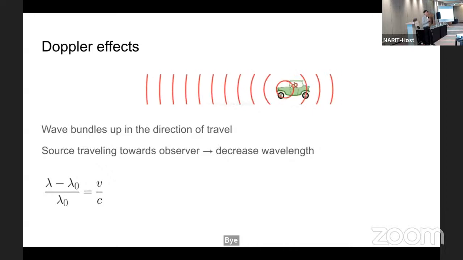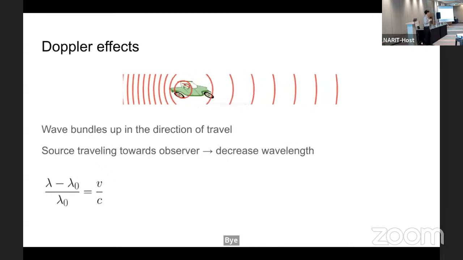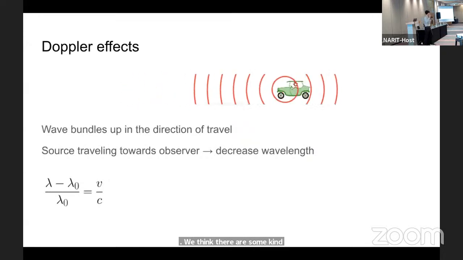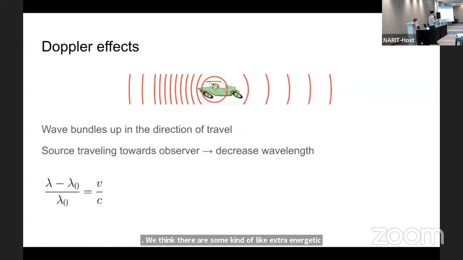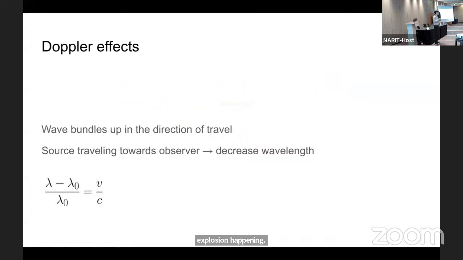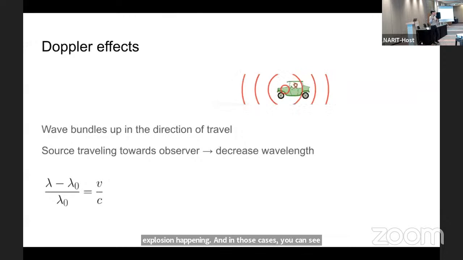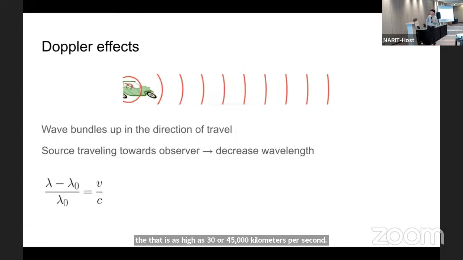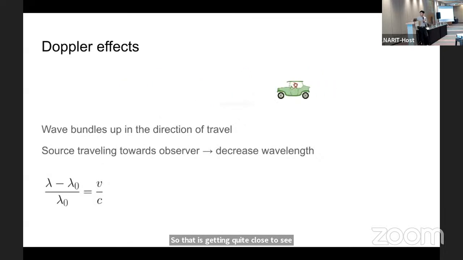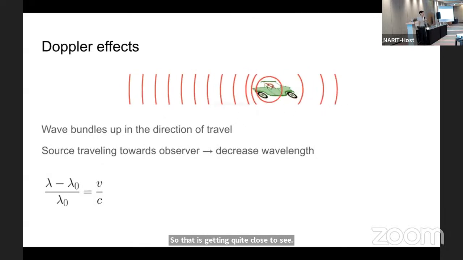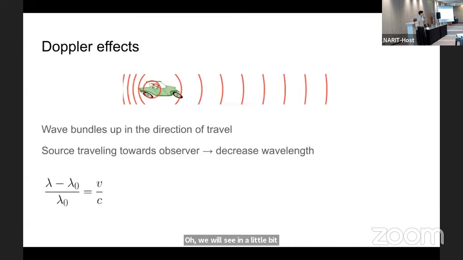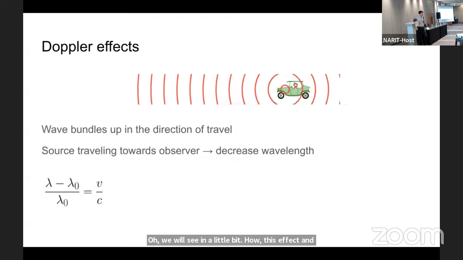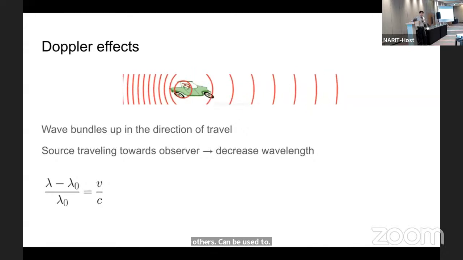And there are these supernovae called broad-line supernovae, where we think there's some kind of extra energetic explosion happening. And in those cases, we can see v that is as high as 30 or 45,000 kilometers per second. So that is getting quite close to c. So we will see in a little bit how this effect and others can be used to figure things out in astronomical contexts.